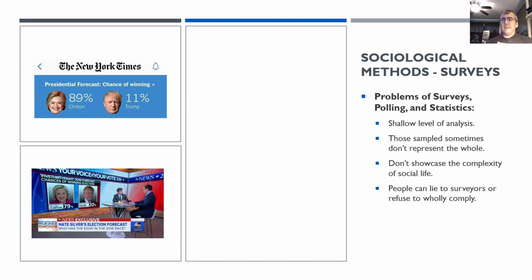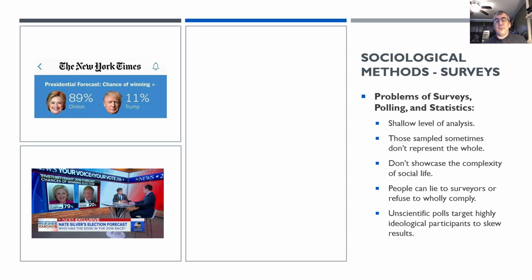Below, you see Nate Silver, who runs the website 538, which looks at a lot of different statistical reports and averages them all together. He studies ways in which statistics are formed, and I'm going to show you some examples of that in a little bit. But even he was wrong in this, while right before this election he was known as the statistical guru. So, if people lie to surveyors or don't wholly comply, you're going to get problematic results, as we saw with the 2016 election forecasts.